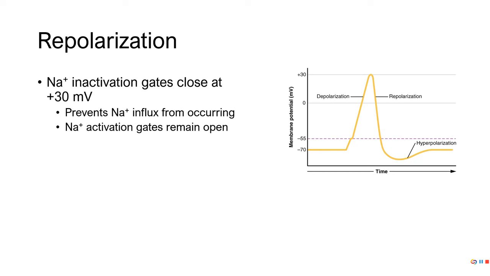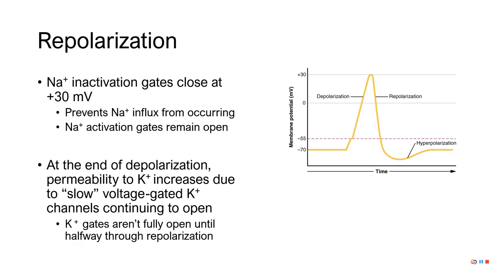Now, as the end of depolarization is reached, those voltage-gated potassium channels are still open, but they're not open all the way. In fact, they aren't fully open until the middle of repolarization. However, potassium is able to leave the cell throughout the entire repolarization phase. It just occurs at differing rates until that gate is all the way open. This causes membrane potential to return to its original negative state, or in other words, we're repolarizing the cell. This continues until membrane potential returns to negative 70.